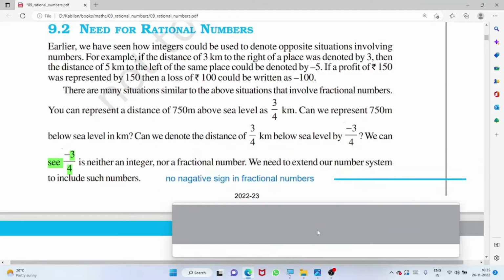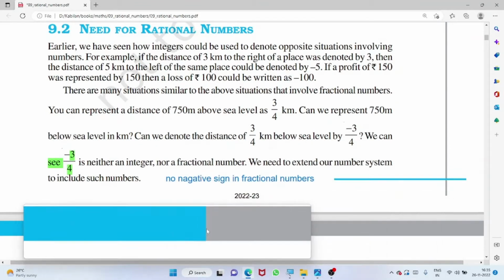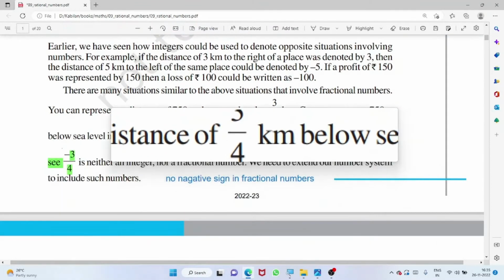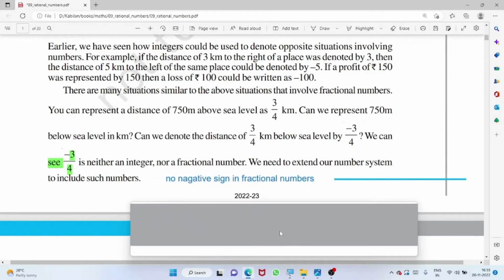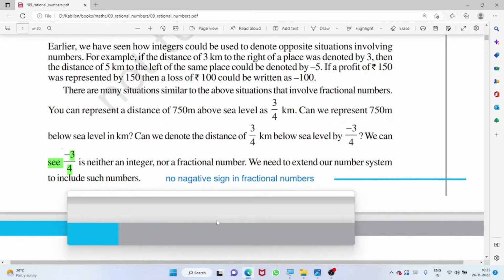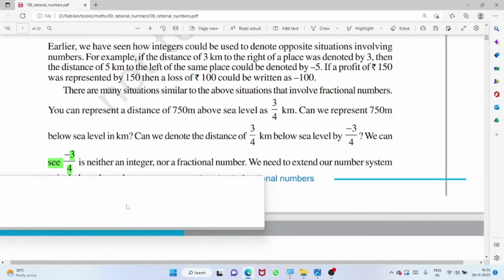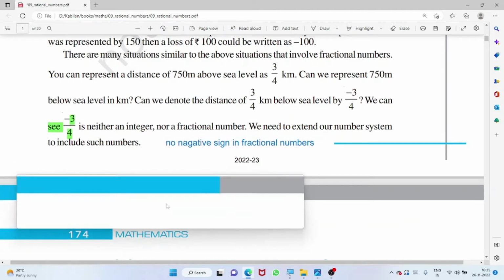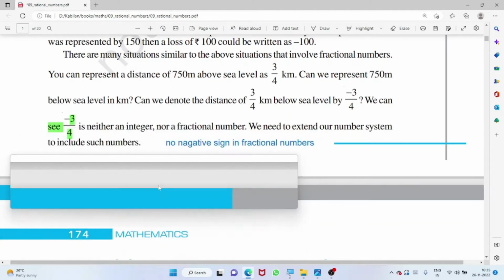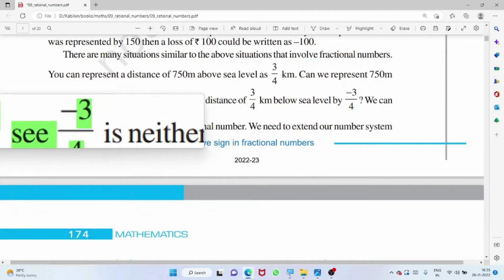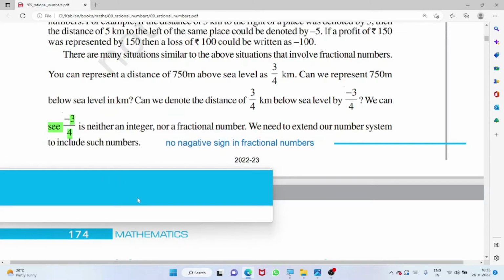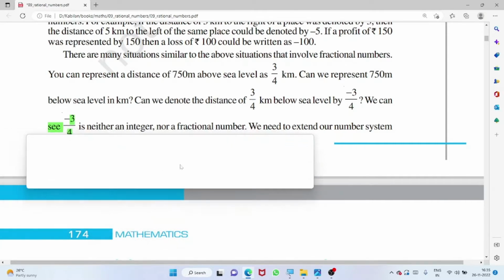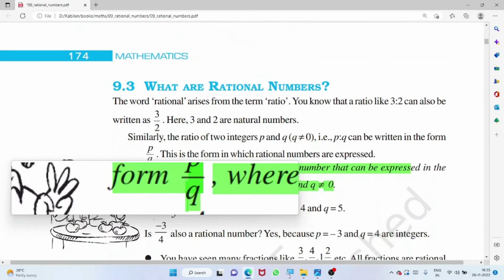So why do you need a rational number? Here we have fractions like 3 by 4, minus 3 by 4, whatever it is. But in fractions we won't have a negative sign. So we need a rational number to represent such negative fractional numbers. So here you see minus 3 by 4, this is a rational number. In fractional numbers we don't have that negative sign, all are positive only. So we use the rational number.